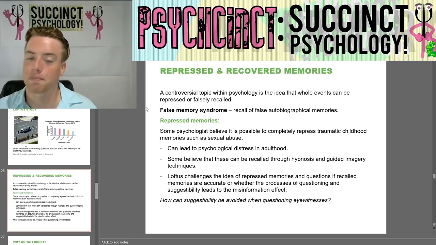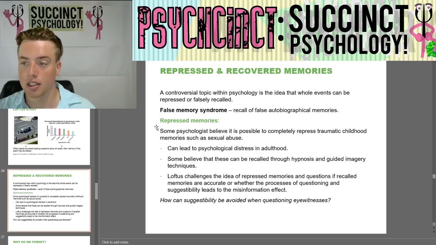All right, so next we have repressed and recovered memories. A controversial topic within psychology is the idea that whole events can be repressed or falsely recalled. False memory syndrome is the recall of false autobiographical memories. As for repressed memories, some psychologists believe it is possible to completely repress traumatic childhood memories such as sexual abuse. This can lead to psychological distress in adulthood.